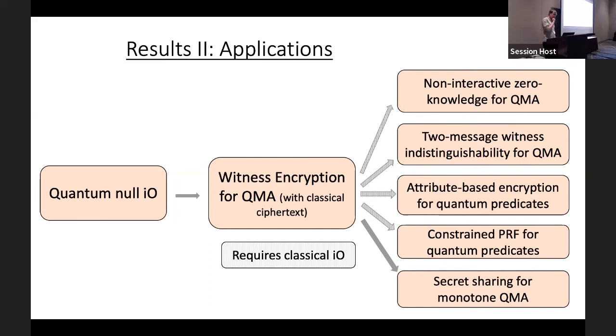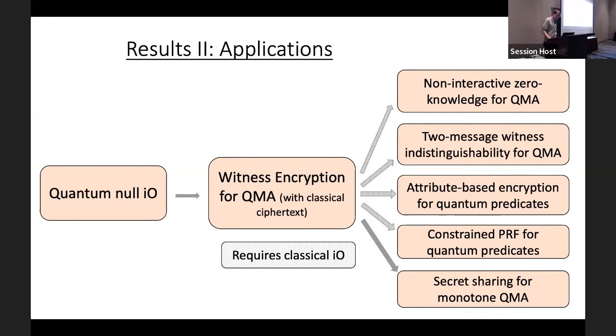And yeah, so for the rest of this talk, I won't mention these applications all the way on the right. I'll encourage you to see the paper for why these are implied by witness encryption and how we construct them. In many cases, we also need additionally the assumption of classical I/O. But for the rest of this talk, I wanted to just first discuss witness encryption for QMA, why it's implied by quantum null I/O, and then talk a little bit about how we actually construct quantum null I/O.